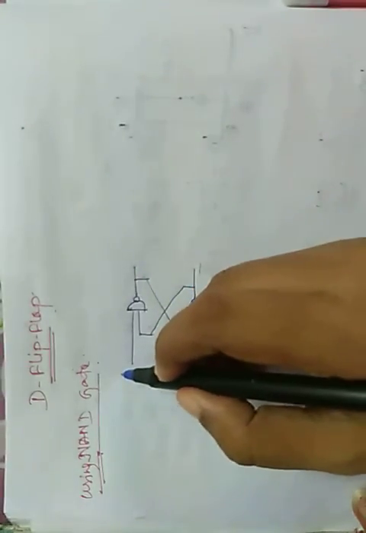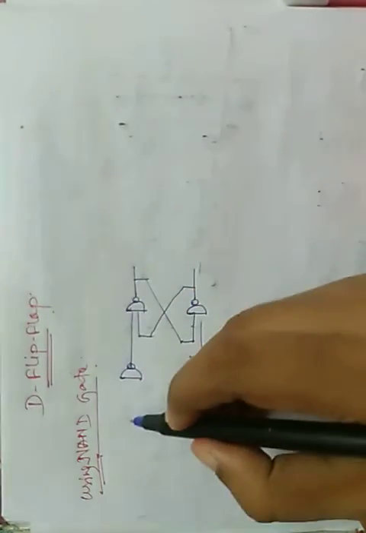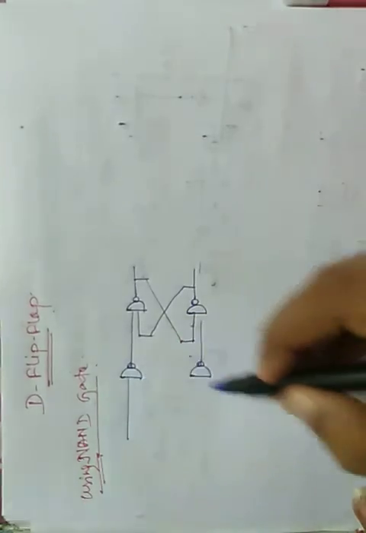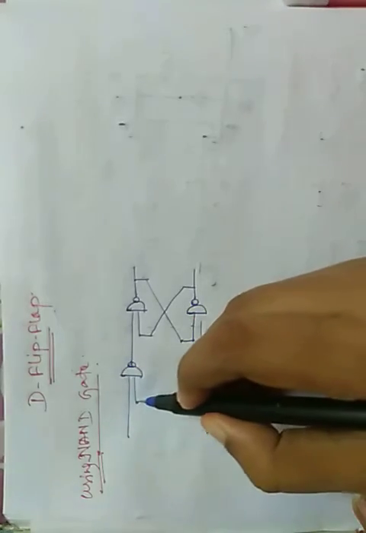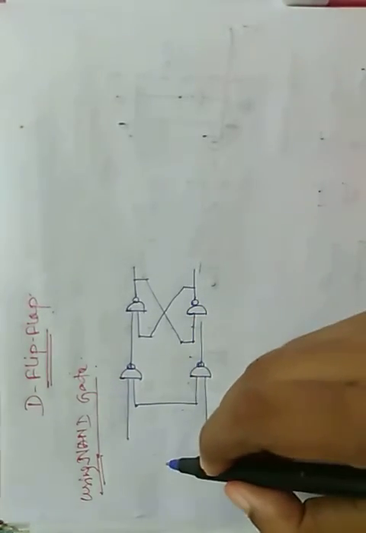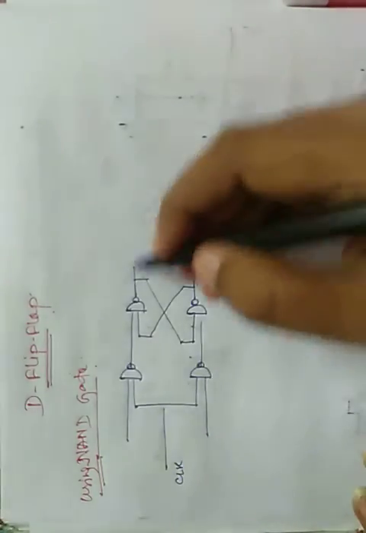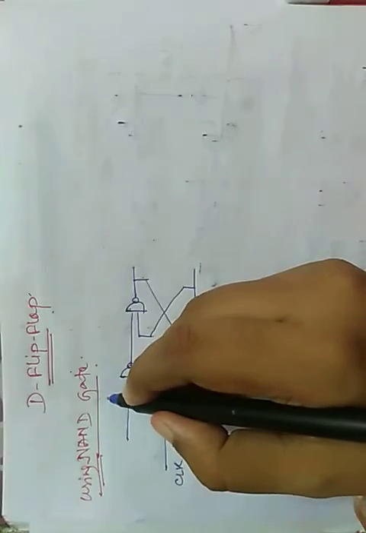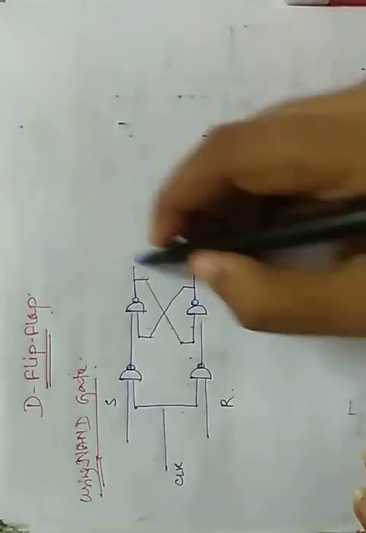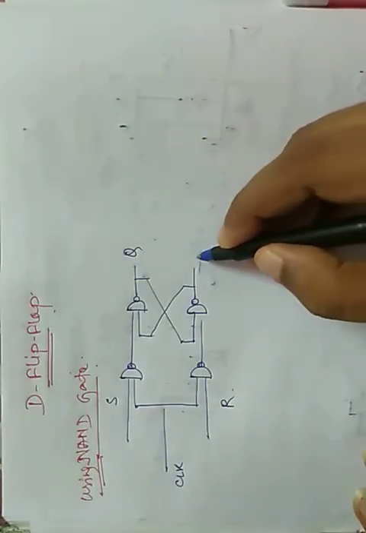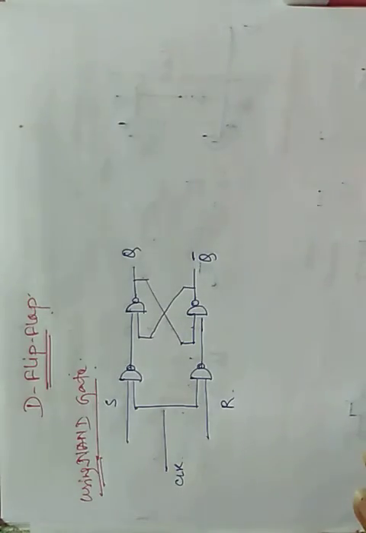Here also two NAND gates. Here is one input. Here is one clock signal. We already know this SR flip-flop using NAND gate. Here it is S and it is R. We know that, and it is Q. It is Q bar. So this is our SR flip-flop using NAND gate.